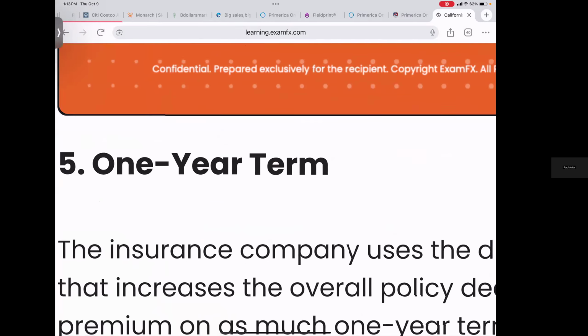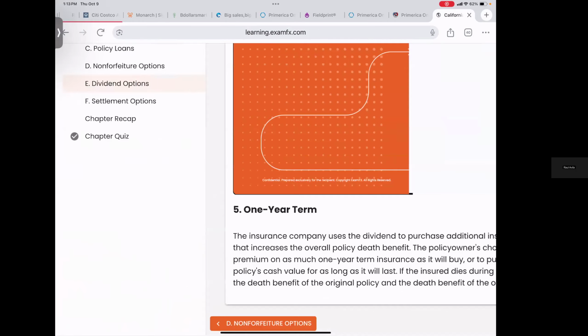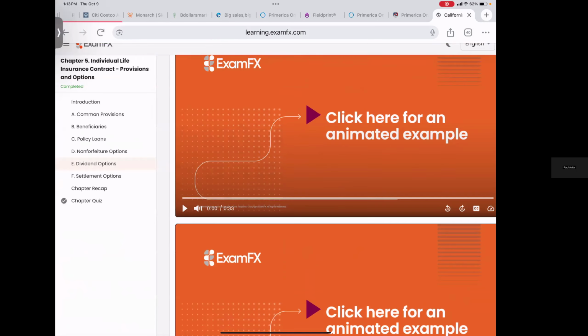And then number five is use my dividends, but give me one-year term insurance. So give me whatever that dividend pays for a one-year term policy. I want coverage for a year with those dividends. It's all in the word. So just use your common sense, use your gut.